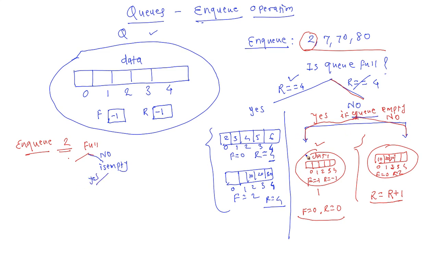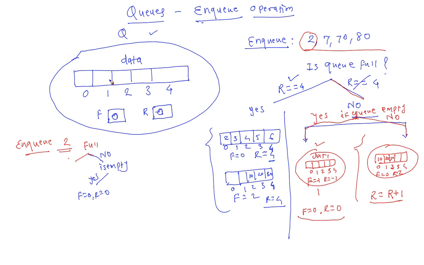If the queue is empty, what do I do? I set both F and R to 0, right? How will I come to know the queue is empty? By looking at R. If R is -1, or I can also look at F. If F is -1 or R is -1, right? So that time I'll say the queue is empty. So when the queue is empty, I'll set F equal to 0, R equal to 0. So that means I'll make both of these 0.